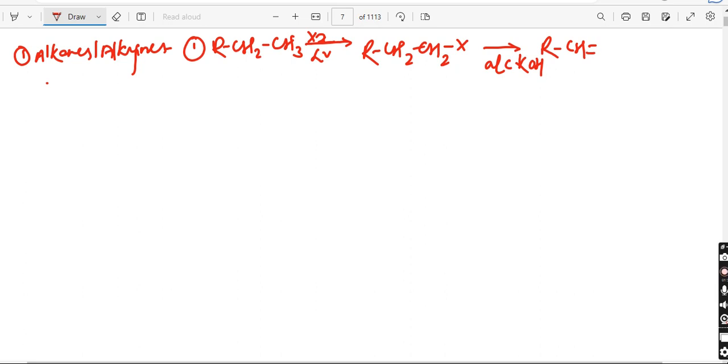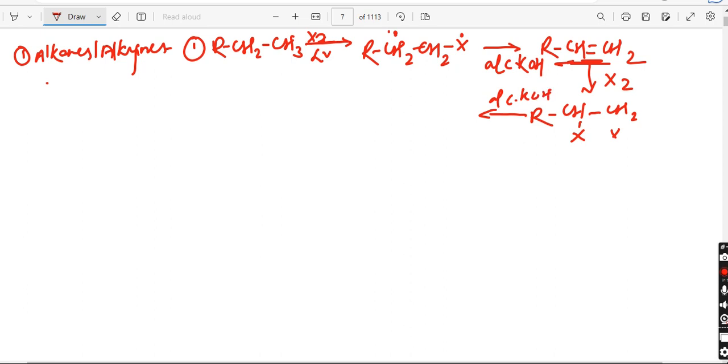This one is alkene, by removal of this halogen and one hydrogen from here, right? So this is what is happening from here. This is the preparation of alkene. From here we can again react with X2. This will produce RCHX CH2X, which on further reaction with alcoholic KOH will give alkyne, right? RC triple bond CH, right?